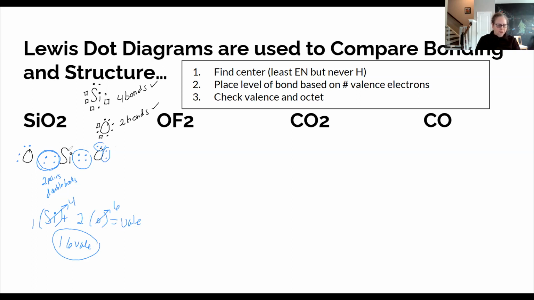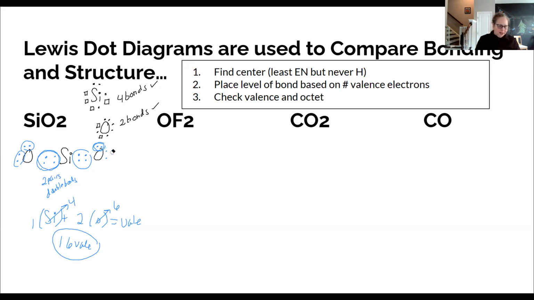4, 8, 10, 12, 14, 16. I just can't add. So we do have 16. So your checks are checking valence, checking octet, and you can also check the total number of valence electrons.